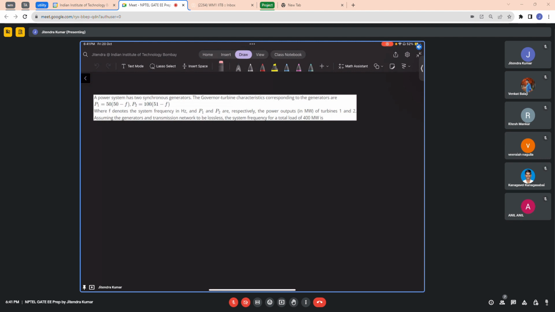Characteristics are given in terms of P1 and P2, where F denotes the frequency in hertz. The power outputs of turbine 1 and 2 are in megawatt. Now we are interested in load. So total load is 400 megawatt.